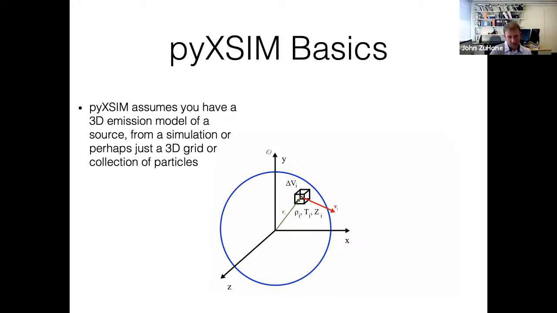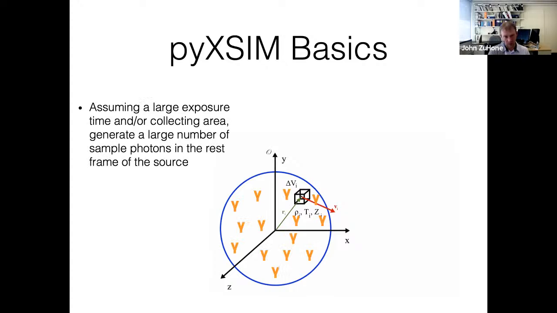And the idea is that when you couple the physical model on the grid or on the particles to an emission model, and then assume a very large exposure time and collecting area, and by large, it just means larger than the instrument that you plan on simulating, you use all this information to generate a large number of sample photons in the rest frame of the source. Okay, so that's what these look like. They look like Y's, but they're actually gammas in whatever silly font I chose for this, the little orange gammas.